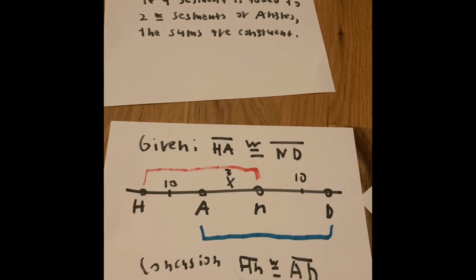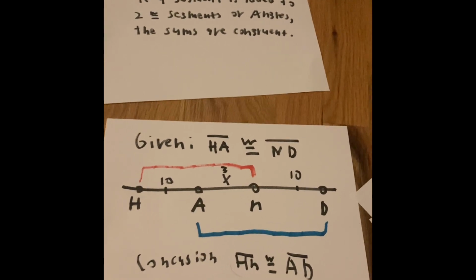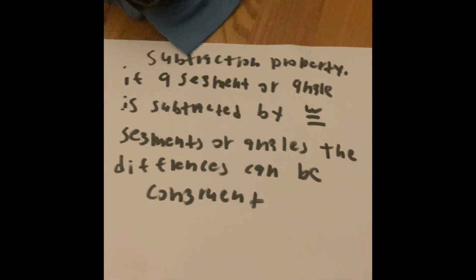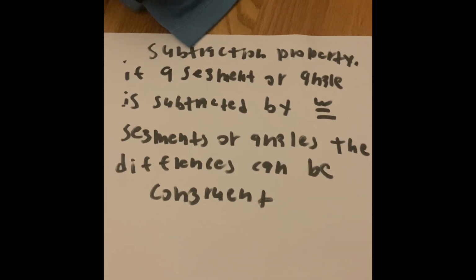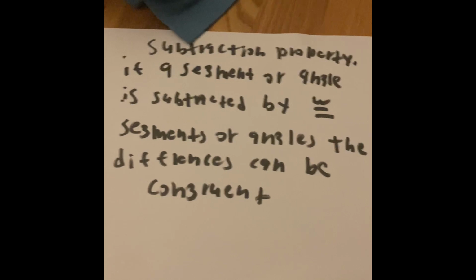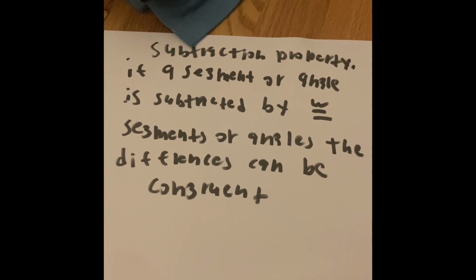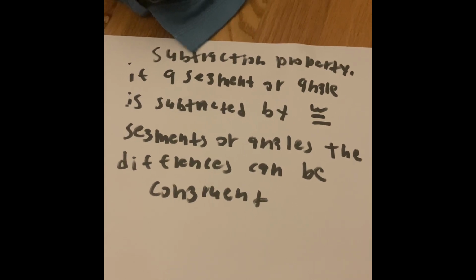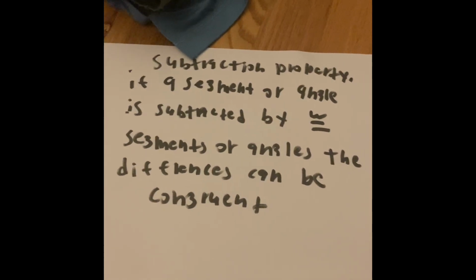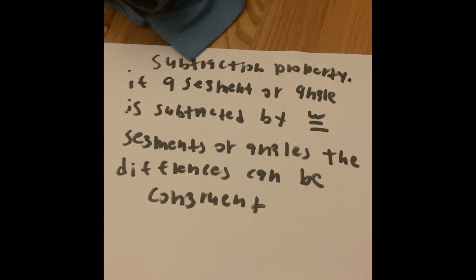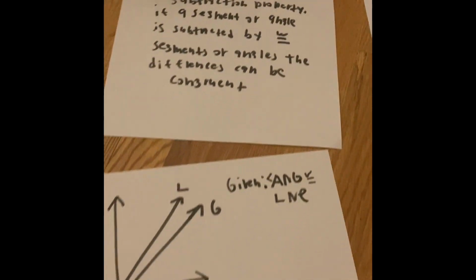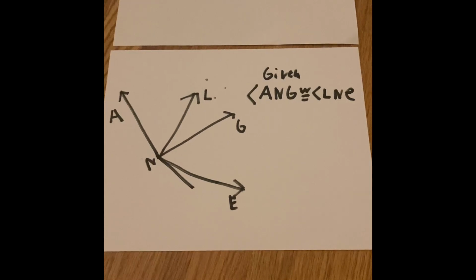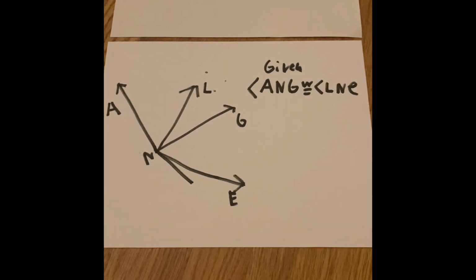In addition to that, let's learn about the subtraction property. In this case, it's stating that if a segment or angle is subtracted by congruent segments or angles, the differences are congruent. With a picture in mind, we can demonstrate it.